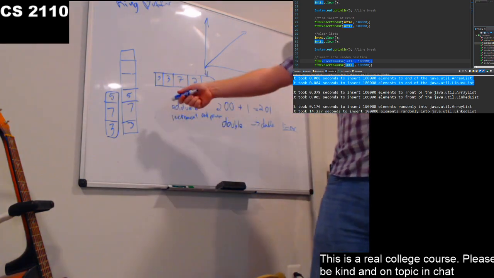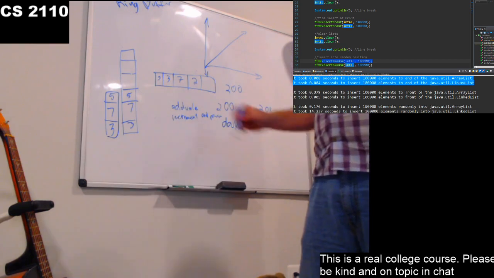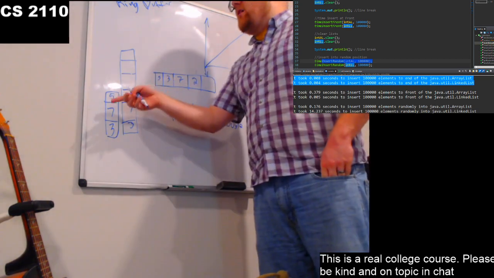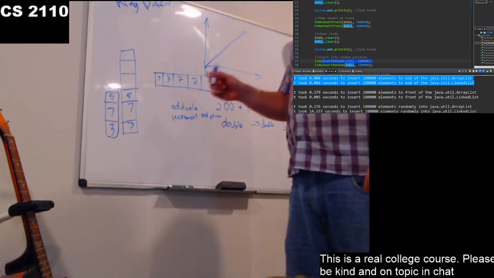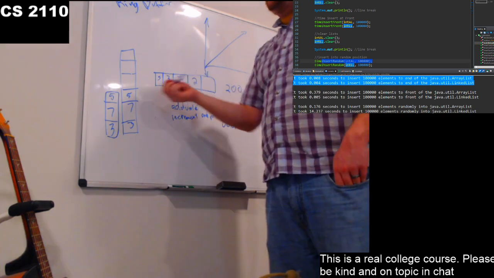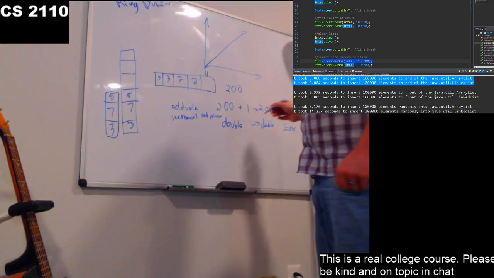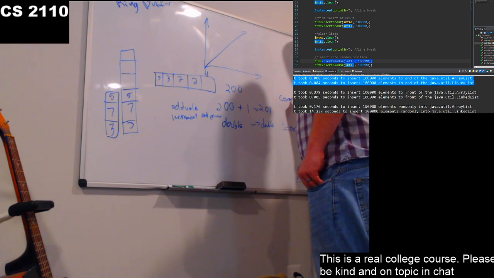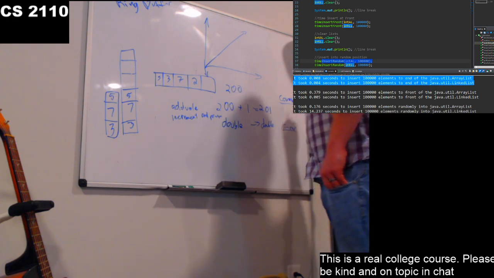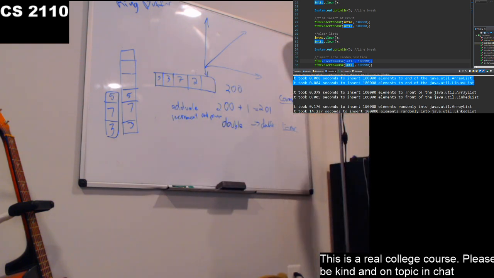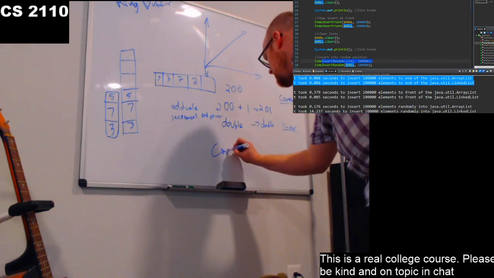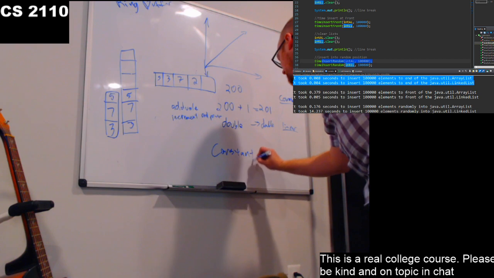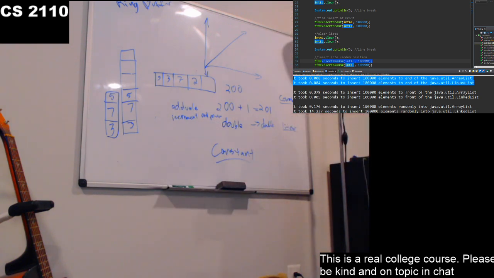So the way we implemented our stack and queue was to follow this. It doesn't matter how big our stack and queue get, it always takes the same number of steps to add or remove values. And that is called constant time. I'll write it down here, constant. It doesn't matter how large the problem gets, it always takes the same amount of time to solve.